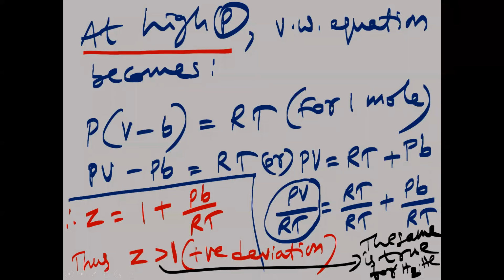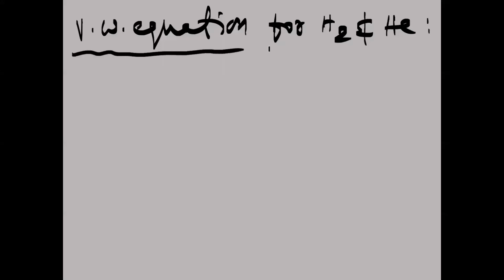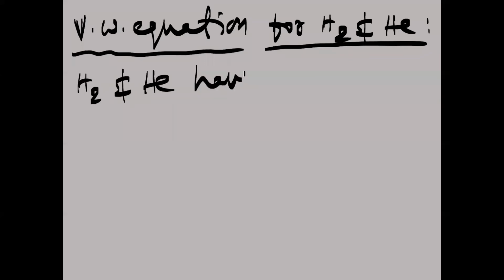Okay. So at high pressure condition, what we have neglected here? We have neglected A by V square. Now, we are taking the Van der Waals equation for H2 and helium gases. In case of H2 and helium, they have very small size.